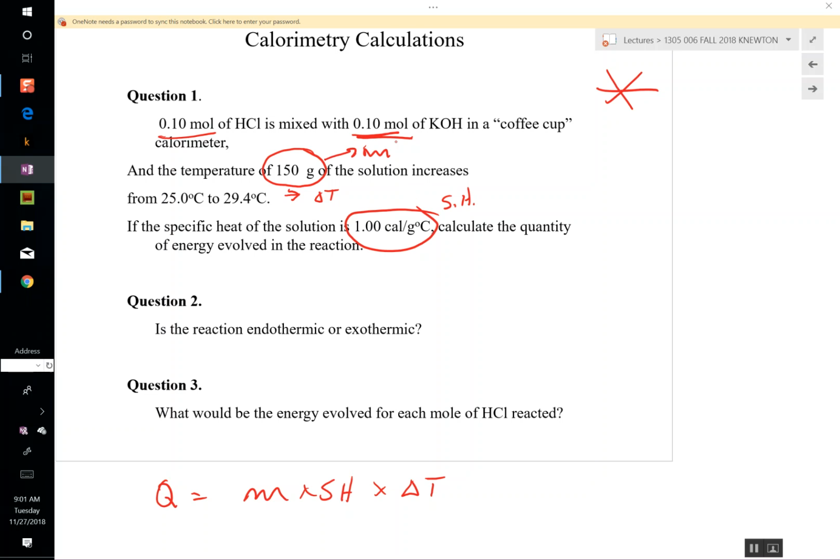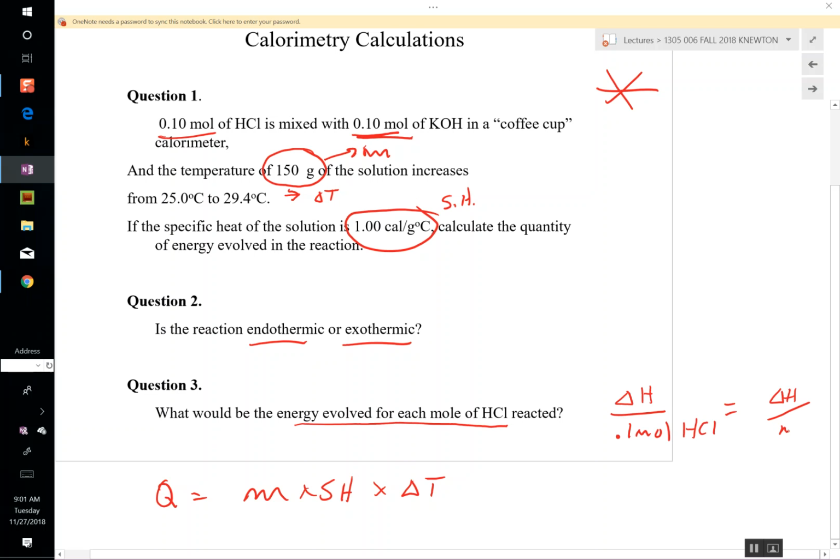So, you know, you can calculate the heat involved, and then think about, is it endothermic or exothermic? And then it says, okay, what would be the energy evolved for each mole of HCl? So you're going to take the delta H you get, and you're going to have to divide it by 1/10 of a mole of HCl. And that will get you your delta H per mole.